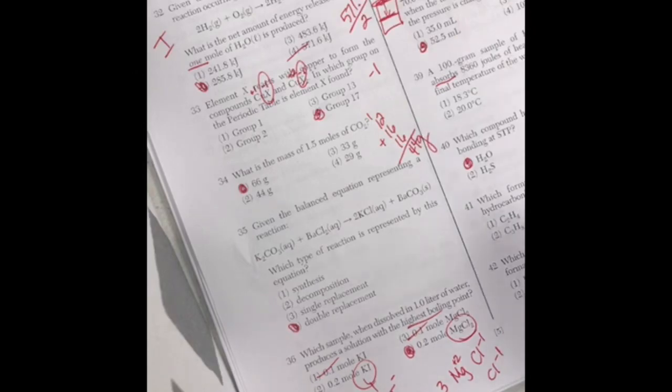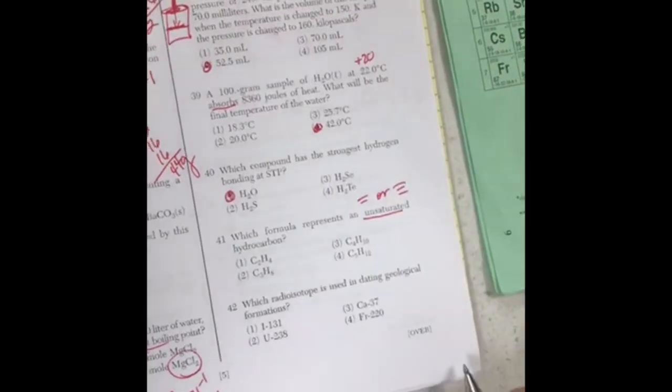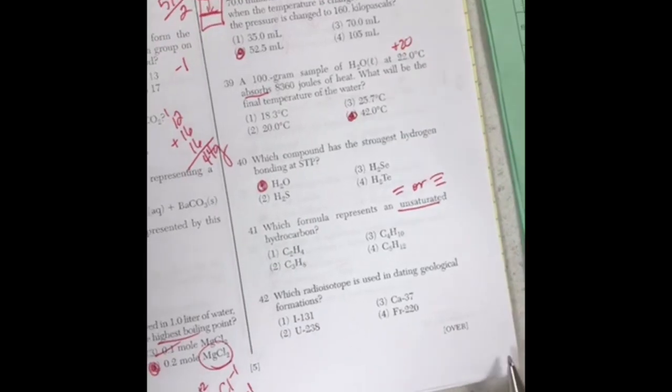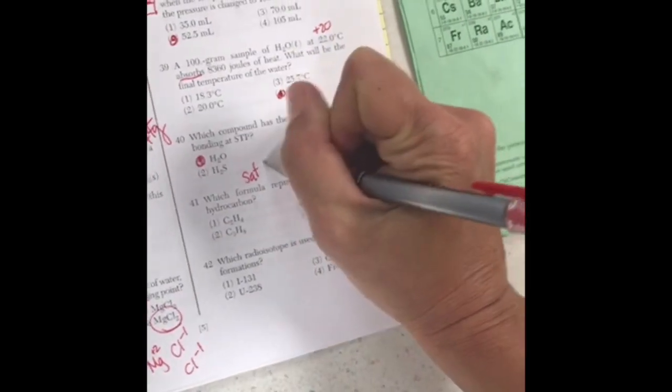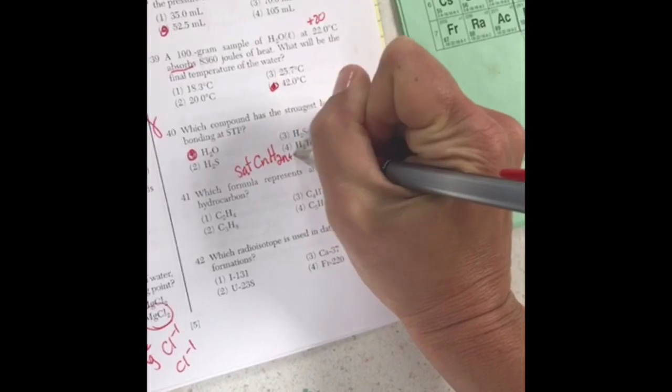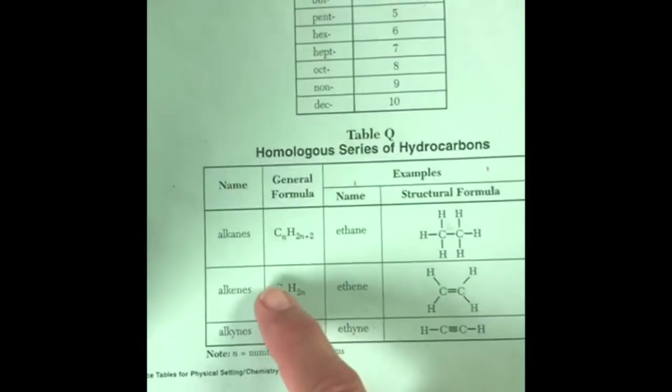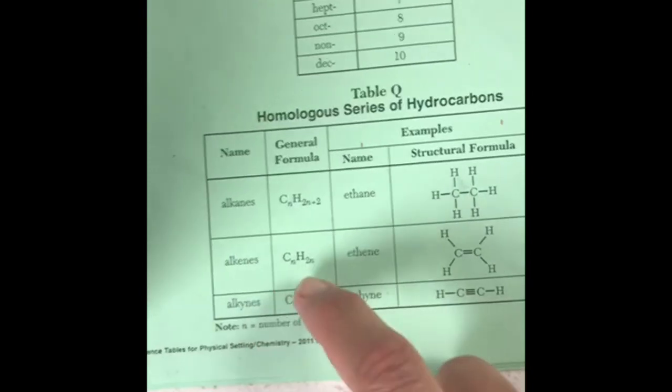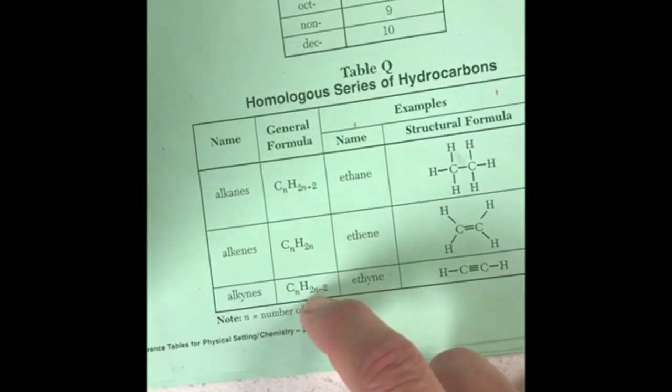Which formula represents an unsaturated hydrocarbon? If it's unsaturated, it's got either a double bond or a triple bond in it. And I know that a saturated one would be CnH2n+2. So if you want to, you can go over to table Q. So here's table Q, and it's got my three kinds: alkanes, alkenes, alkynes. So I want it to be either double n or double n minus 2. So let's look at these choices.